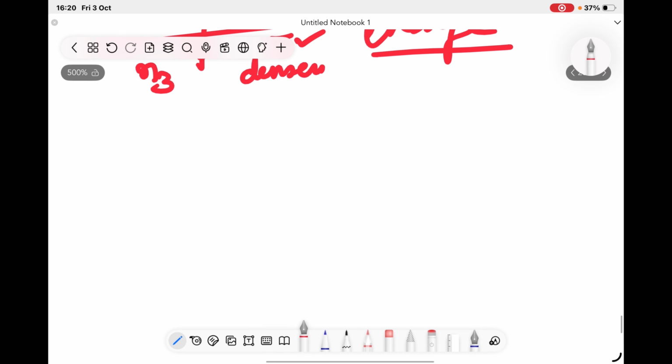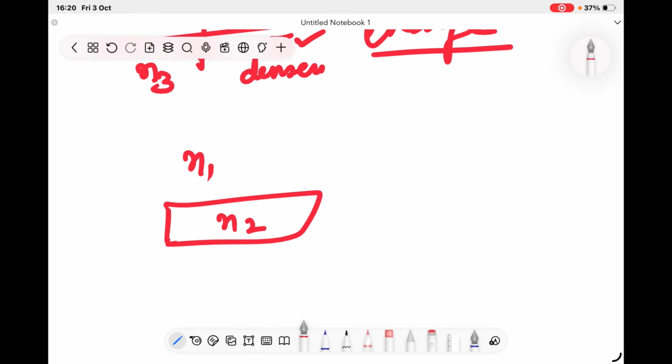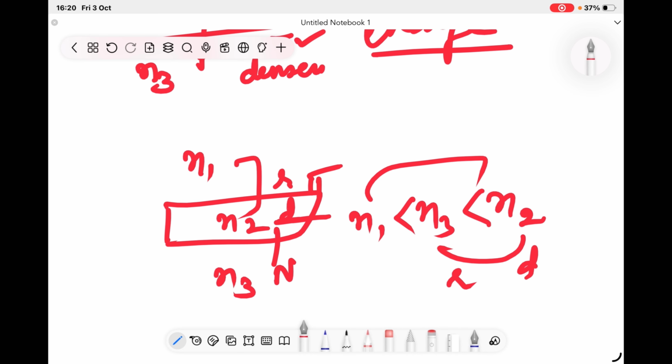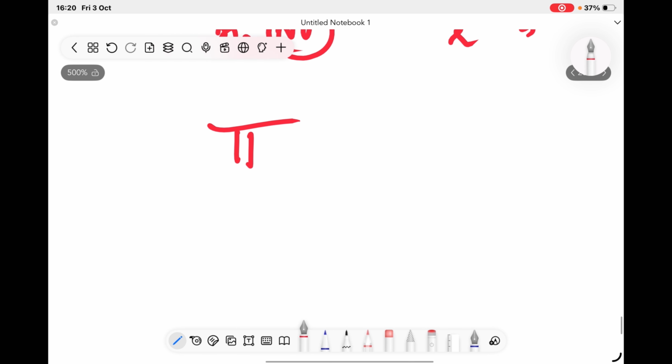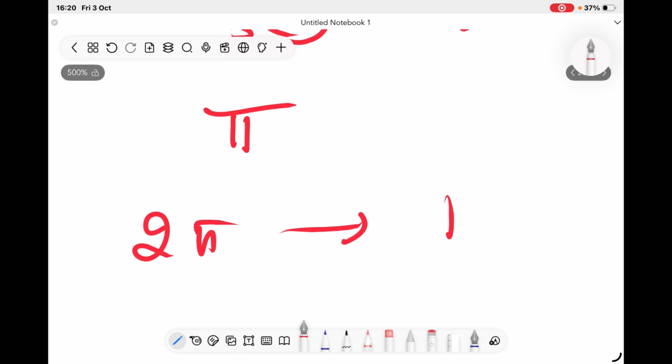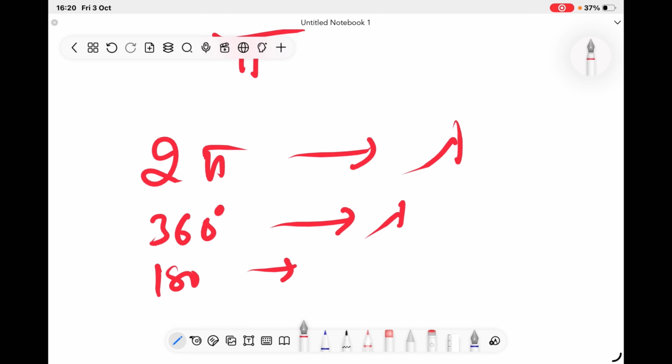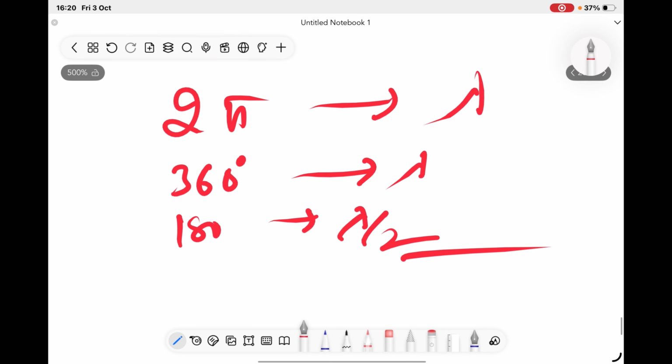But now they are saying in a situation, n1 and then n2 and then n3. Now they say n2 is the densest. N2 is maximum, then n3, then n1. So compare n1 and n2. N2 is greater, so it is rarer to denser, a pi difference. But when you are going from n2 to n3, you are going from denser to rarer, so no difference. So what is the total phase difference? Pi only. For pi, what is the path difference? For 2 pi the path difference is lambda, full wavelength. 360 degree for full wavelength. So for 180 degree it is lambda by 2. So lambda by 2 is the answer.